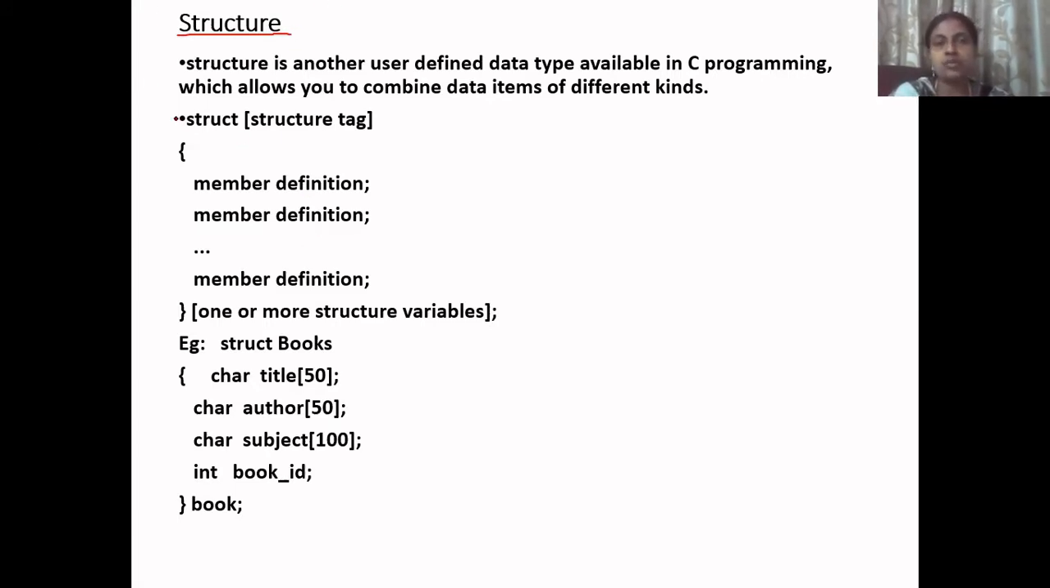You should remember how to declare a structure. First, we use the word struct, and here we specify one tag name. Inside that, we specify the member names, any number of members we have, and here we give the structure variable name. Whatever name we specify here, we will use throughout the program. See this example: struct books I have given. This is the tag name.